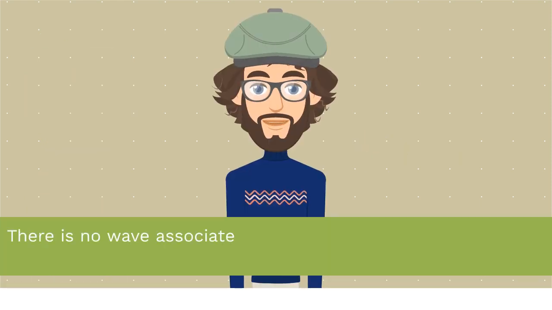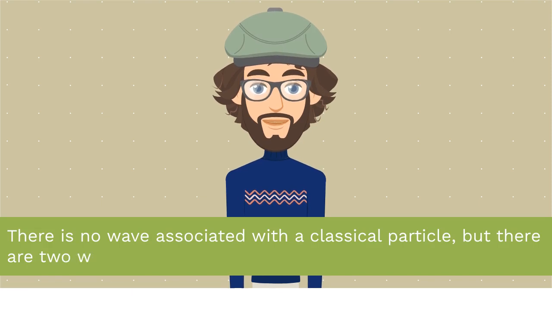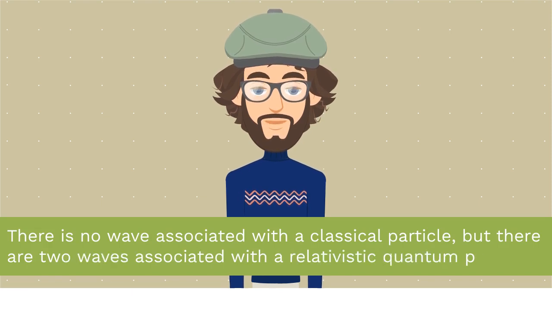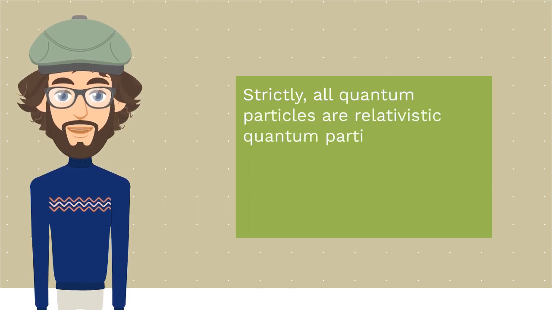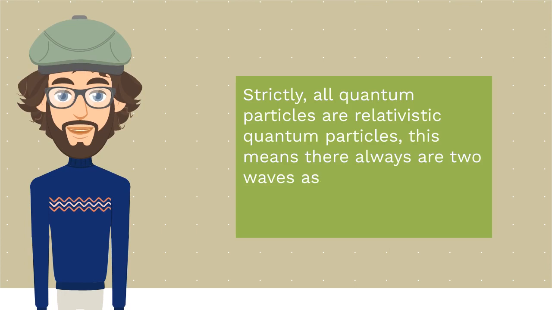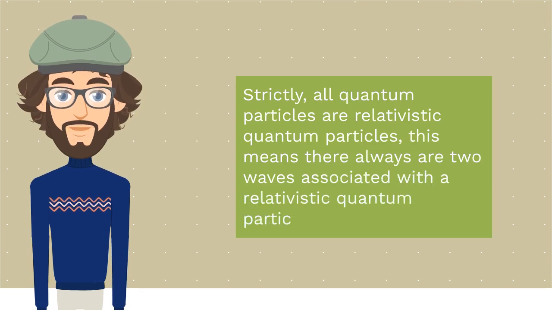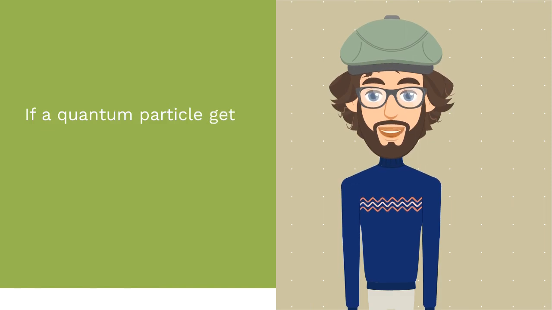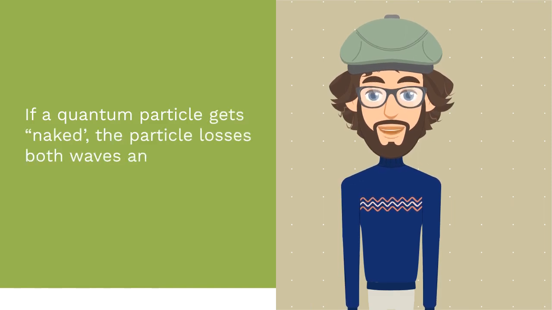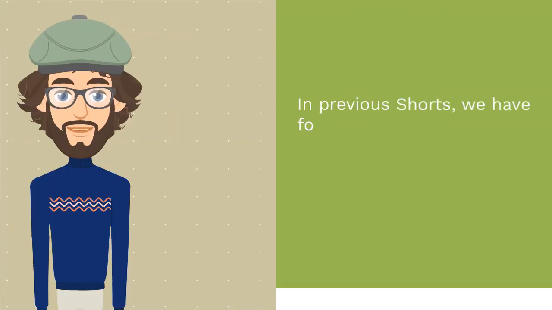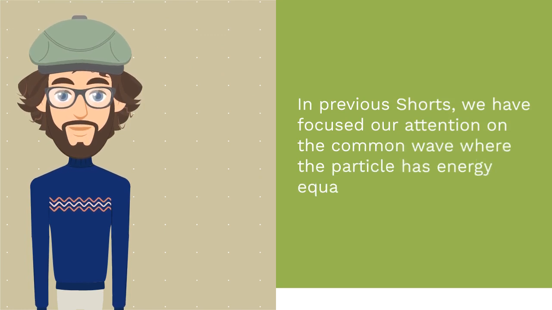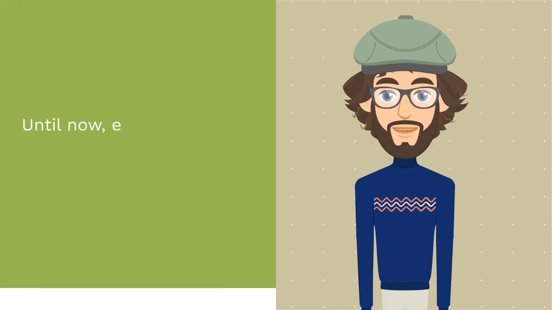There is no wave associated with a classical particle, but there are 2 waves associated with a relativistic quantum particle. Strictly, all quantum particles are relativistic quantum particles. This means there always are 2 waves associated with a relativistic quantum particle. If a quantum particle gets naked, the particle loses both waves and behaves like a classical particle. In previous shorts, we have focused our attention on the common wave where the particle has energy equal to EA plus mc2. Until now, everything said about particles is also valid for antiparticles.